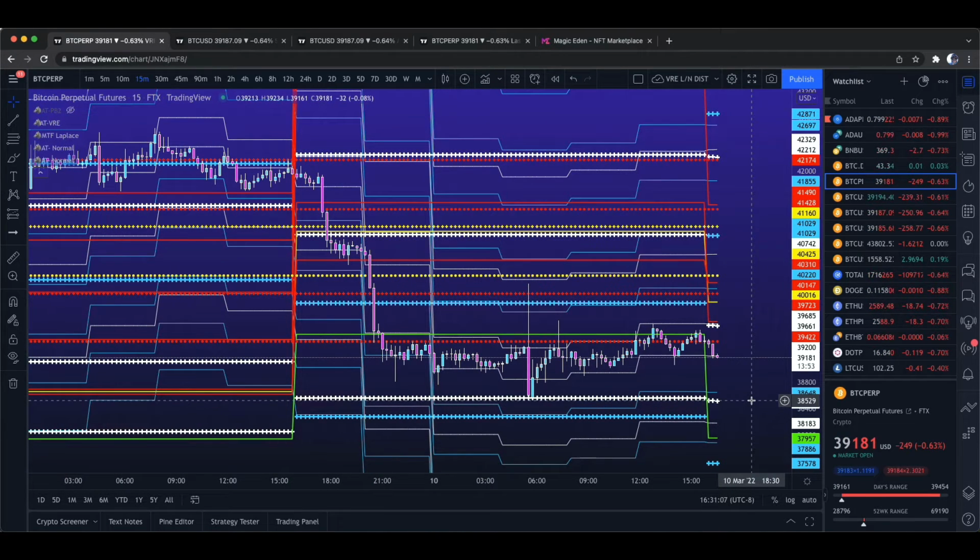A retest of that wick, which is where? Right here. Would not be a bit surprised. So today's downside 68.3 Laplace is matching up with yesterday's 95.4. Yes, it is. It may come down, test that, and then bounce back up to test the daily range.